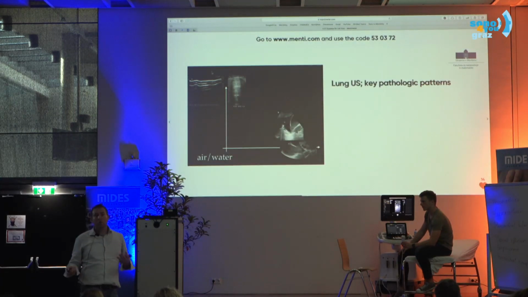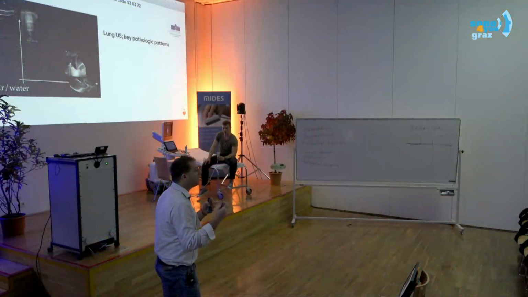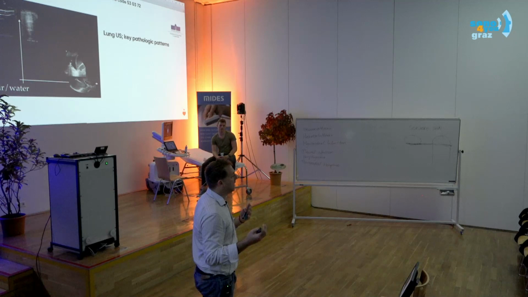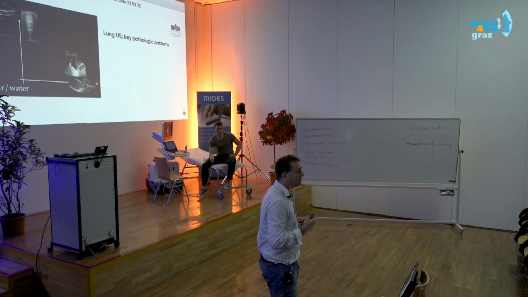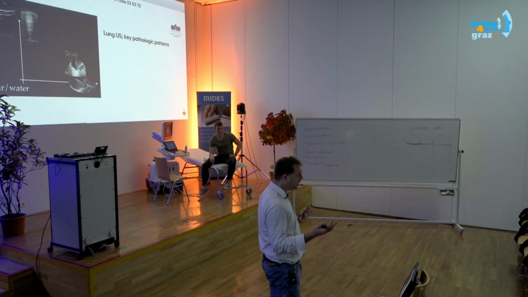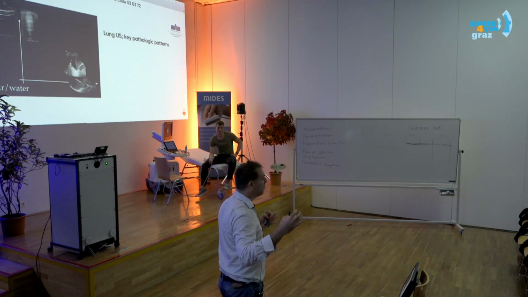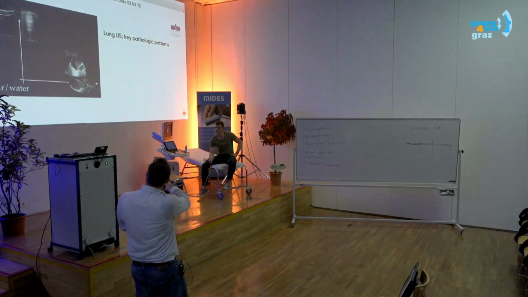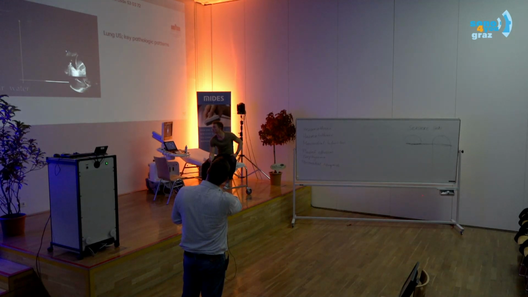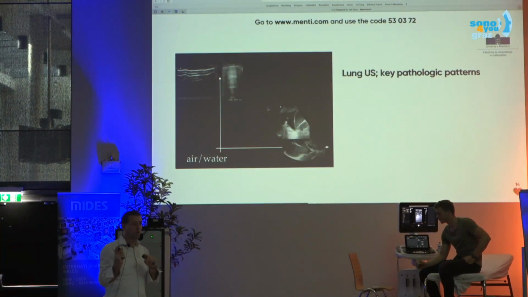And where do you think would be pneumonia, lobar pneumonia? What is lobar pneumonia physically? Is it more air or is it more water? What do you think? More water, right? It's just full of edema. All the alveoli are flooded with inflammation. And this is why pneumonia on this graph is here, because it's more or less water. Just a little bit of air trapped in the air bronchogram.